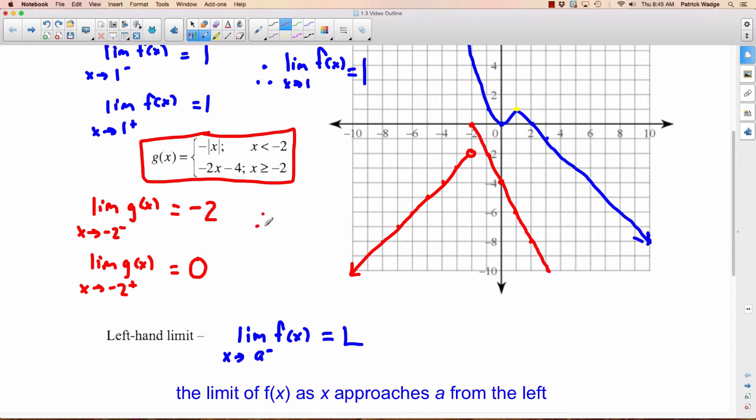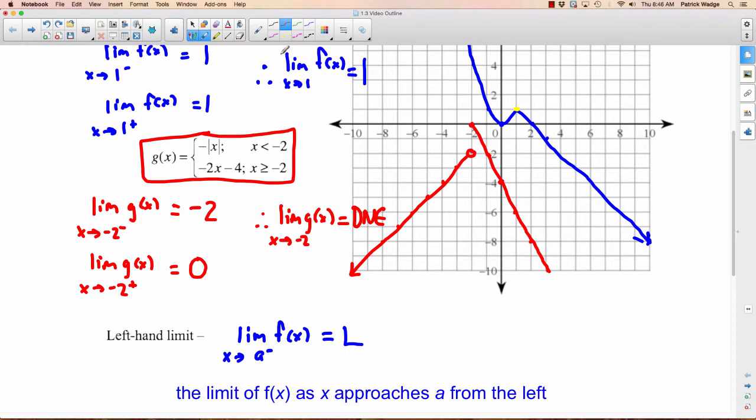So what do you think this means for the limit of g of x as x approaches -2 overall? Like not the one-sided limit, but the two-sided limit, so to speak. What does that mean? From the left hand it equals -2. From the right side it equals 0. What's that mean about the limit overall? It means DNE. D and E, do you know what that is?